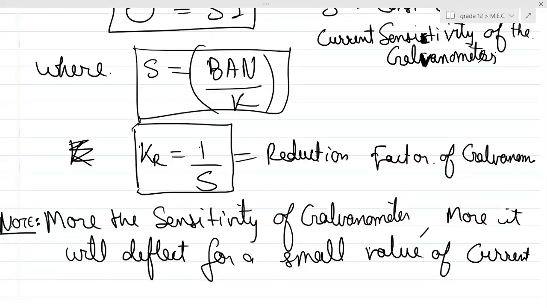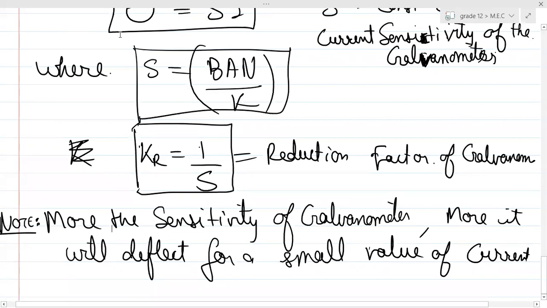Done? Done, sir. So this was the only thing which was left, and the rest everything we did. Okay. So with this, I am done with the magnetic effect of electric current.